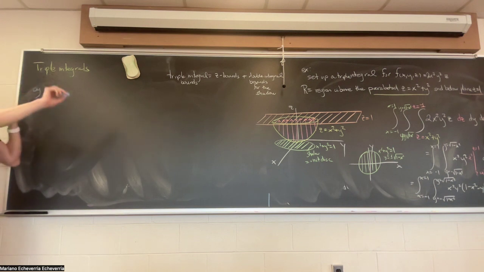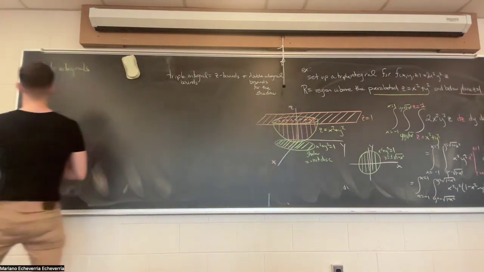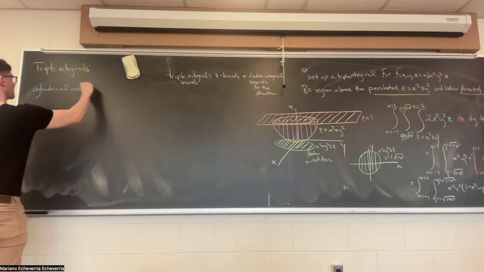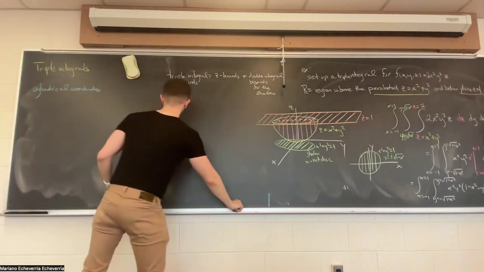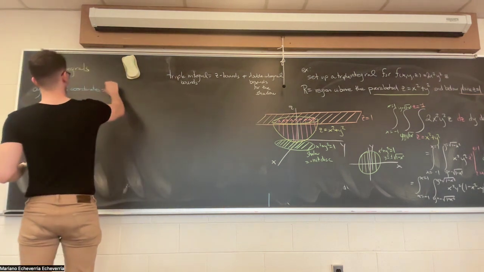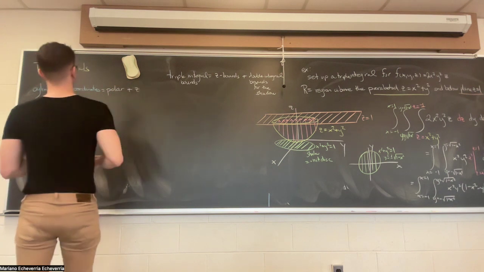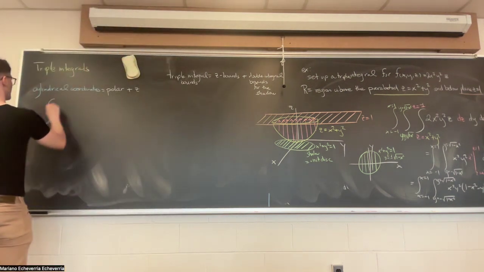I'm just trying to mention the most useful things for the second exam, in terms of the double integrals. So in cylindrical coordinates, the way you should think about this is polar coordinates plus the z-axis. Polar plus z.